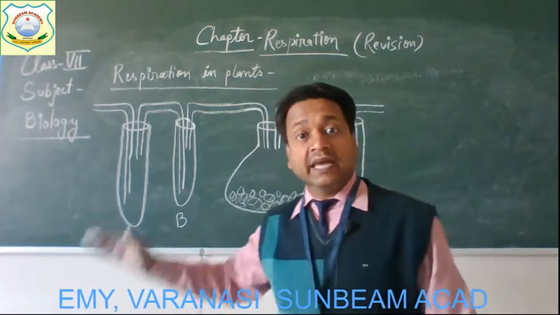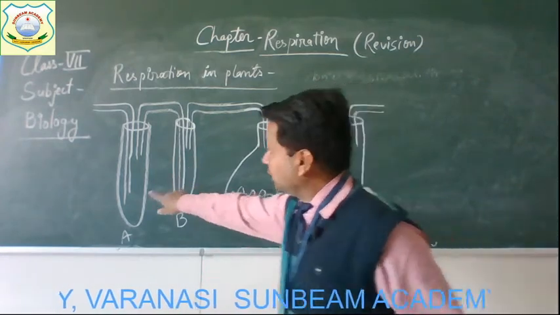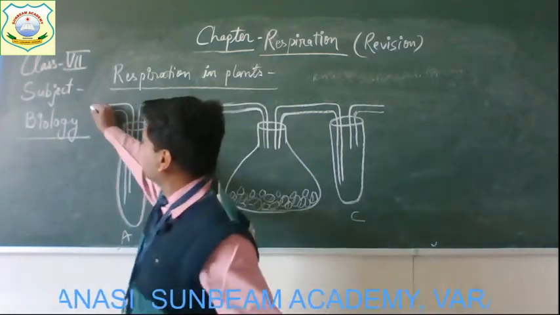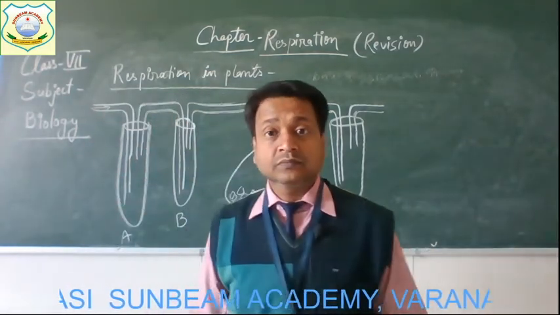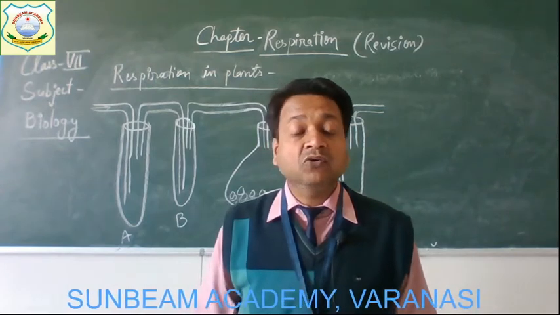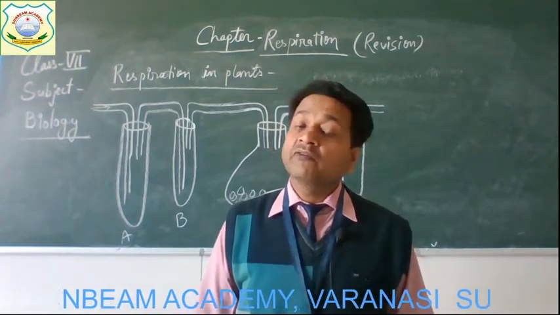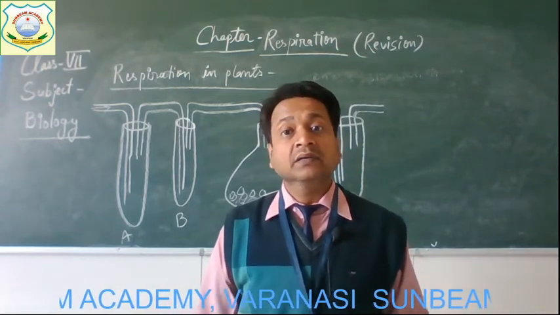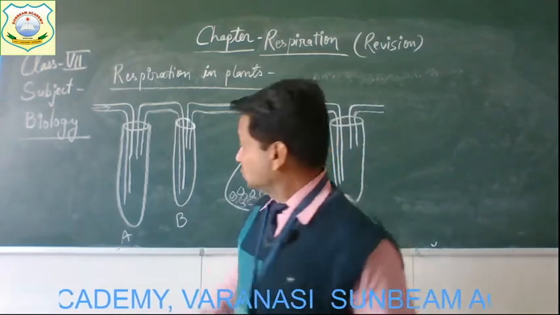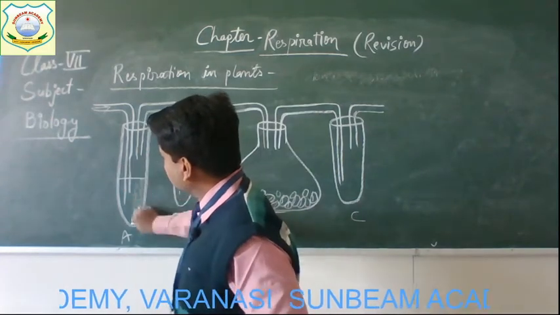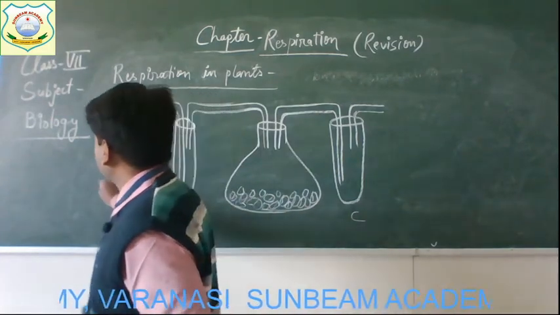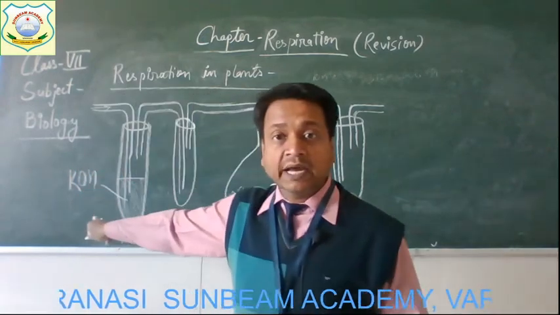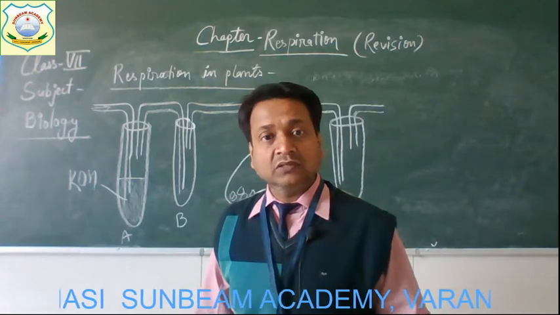As the air will pass through test tube A, the potassium hydroxide in test tube A will absorb the carbon dioxide from the incoming air. So what is there in test tube A? It's potassium hydroxide, and the formula of potassium hydroxide is KOH.